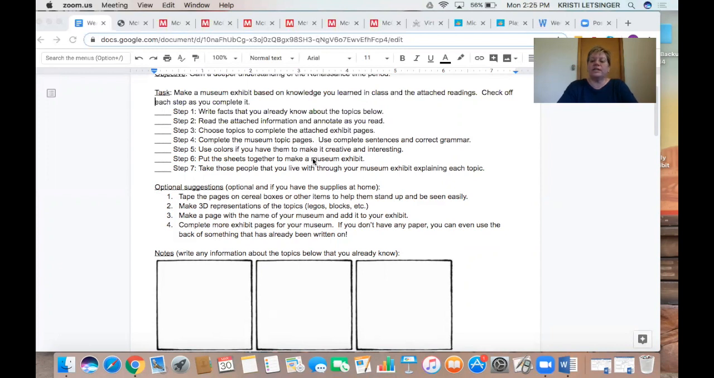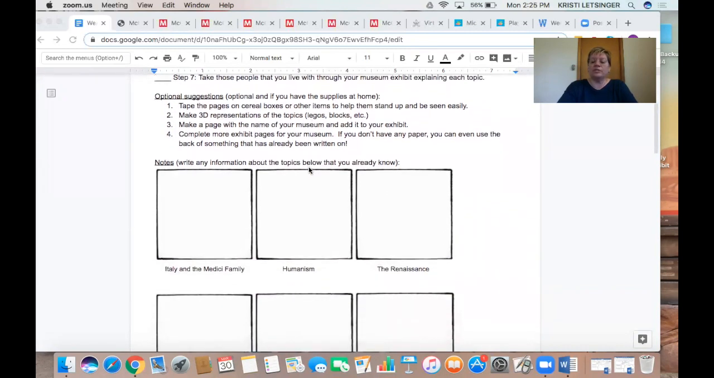You can put the sheets together to create a museum exhibit and then lead your family around it. It really helps if you talk through your exhibit, because you're sharing with others and they're learning something from that as well. Now, some optional suggestions that I have are to take the pages and put them on cereal boxes or other items. When I show you my small exhibit, you'll find that I used boxes of any kind that I found in the house. Game boxes, juice drink boxes, whatever I could find to make my exhibit.